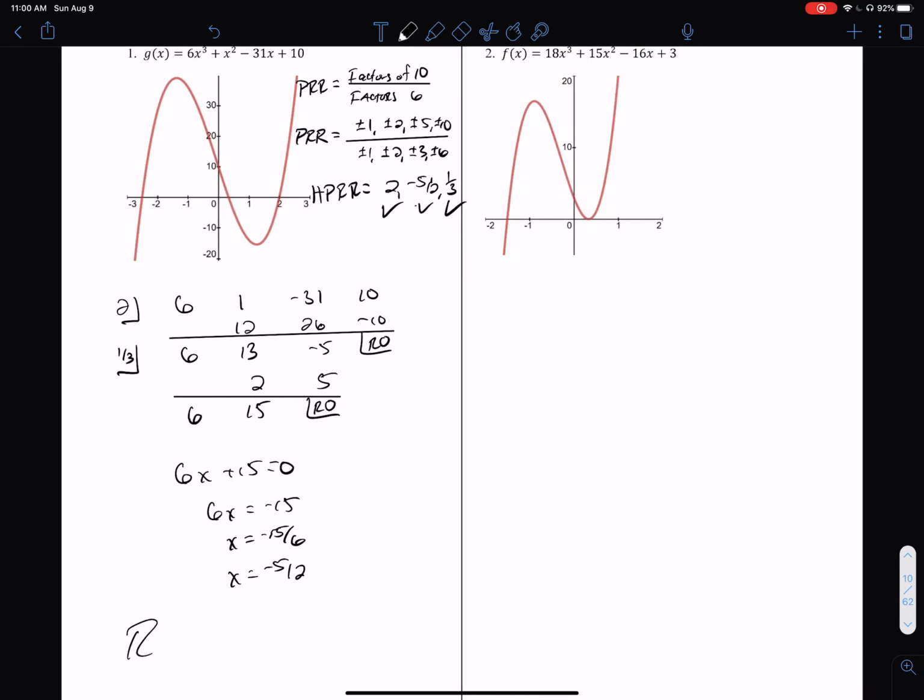So the roots: negative 5 halves, 1/3, and 2.